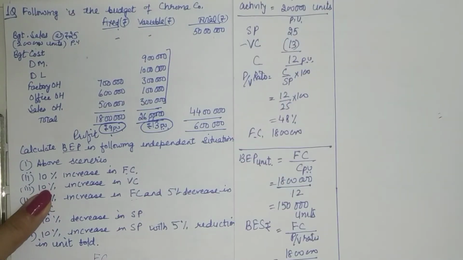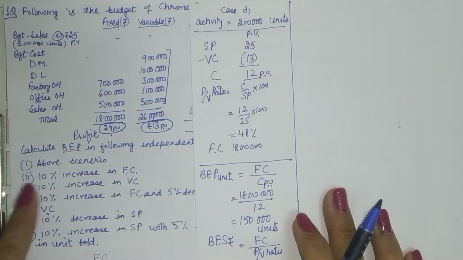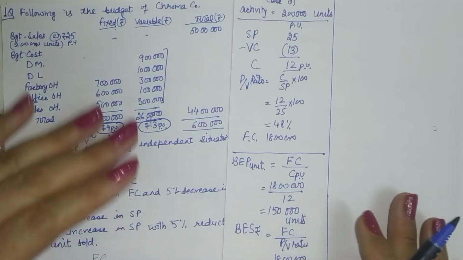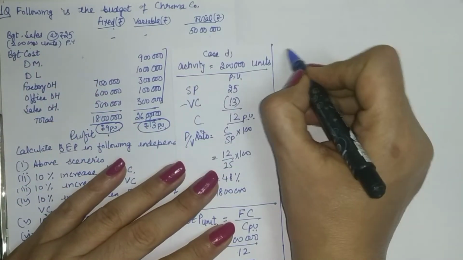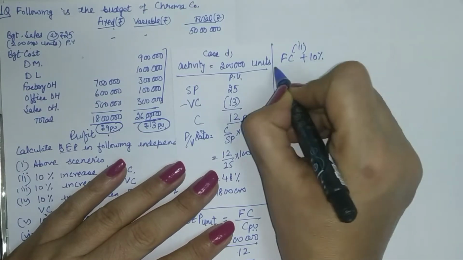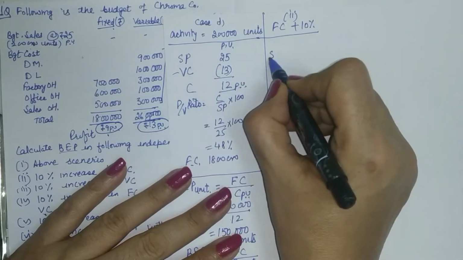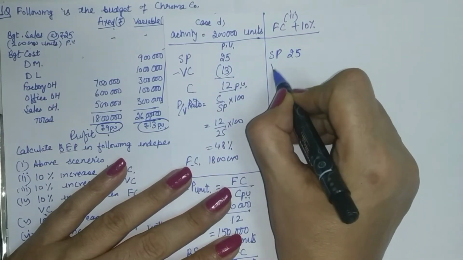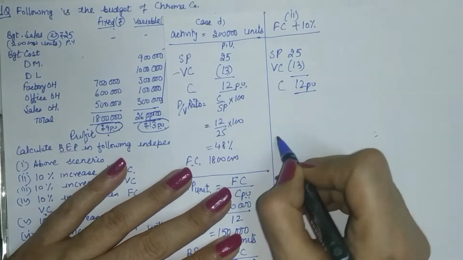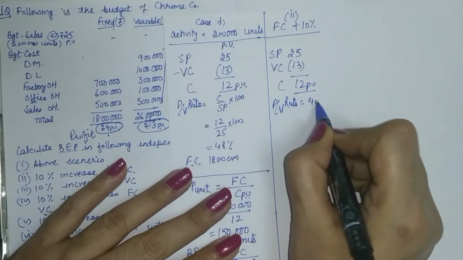Second is 10% increase in fixed cost. So if our fixed cost increases by 10%, we have to take up independent situations one after another. Okay, so in the second scenario, what we have is fixed cost is plus 10%. So rest of the things remaining same. So we can continue with this. Selling price 25, variable cost 13, no change in this. Contribution same. So PV ratio is also going to be same, that is 48%.